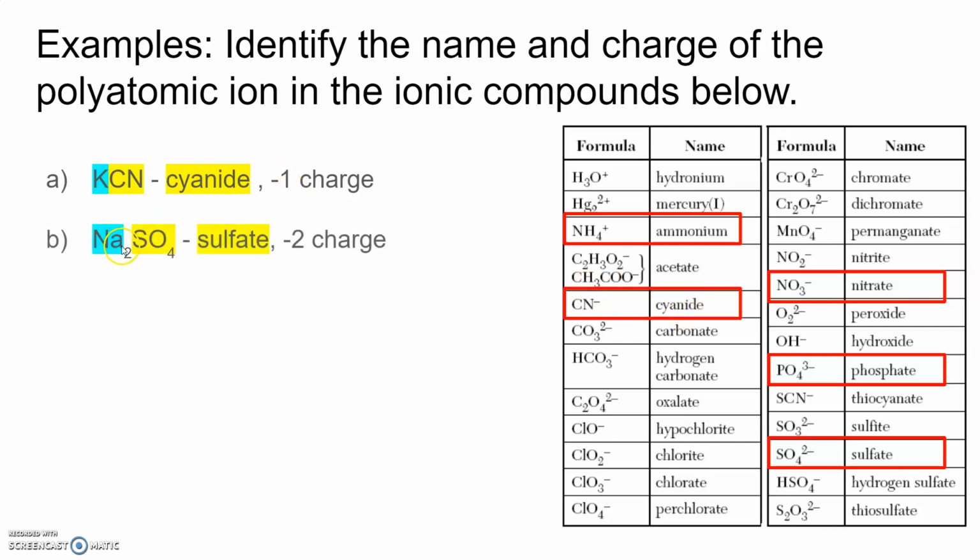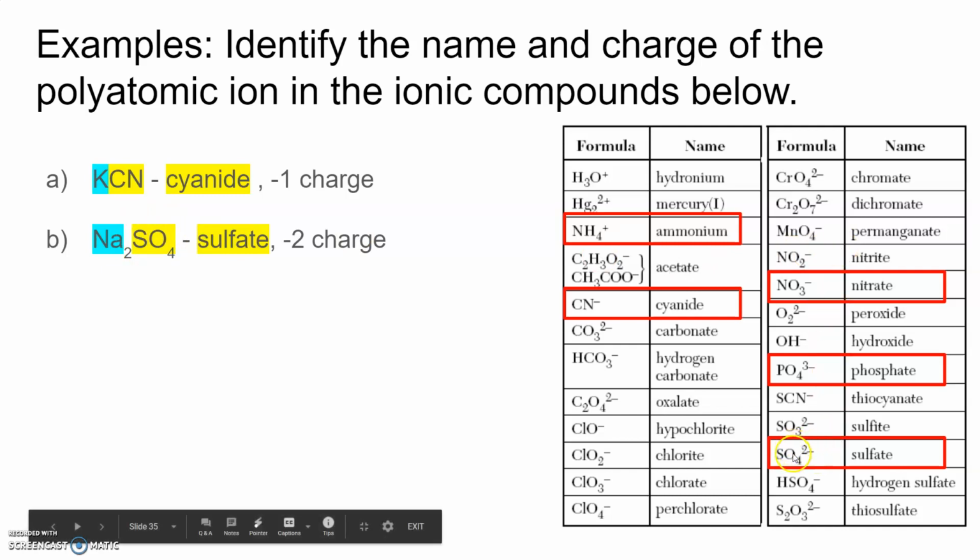Next one here, Na2SO4. The polyatomic ion, again, is our nonmetal part usually, so I'm focusing on that. That'll be the S and the O4. That subscript has to go with the polyatomic, just so you know. So I'm looking for SO4, not SO, but SO4. So I look in the table, and bam, there it is. The name of it is sulfate, and it has a -2 charge.